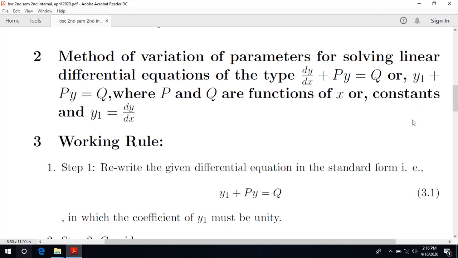One of the biggest advantages of this method is that it is a very general method, and it can solve a large class of differential equations which cannot be solved by many of the previous methods. So this is the main advantage.